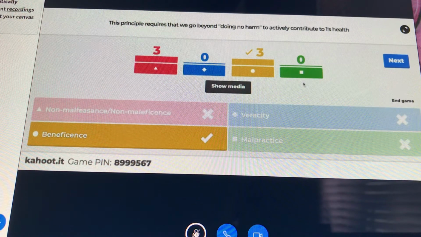All right. So that would be, of course, beneficence. So make sure you go back and study those terminologies. There were quite a few in your intro unit.